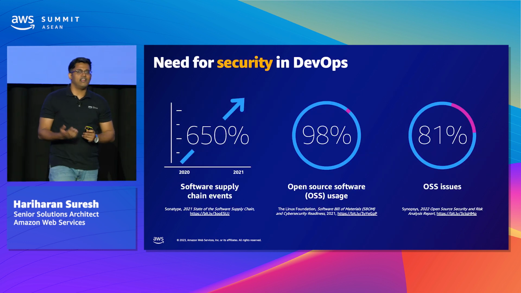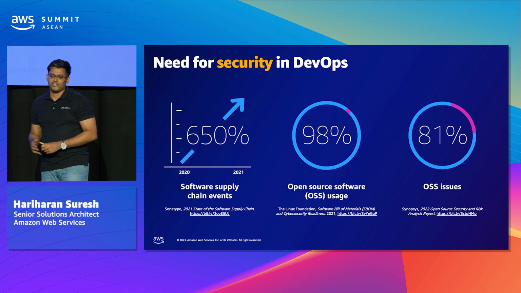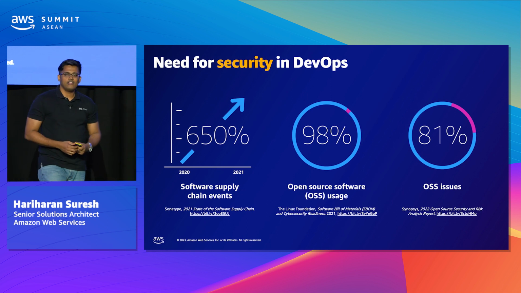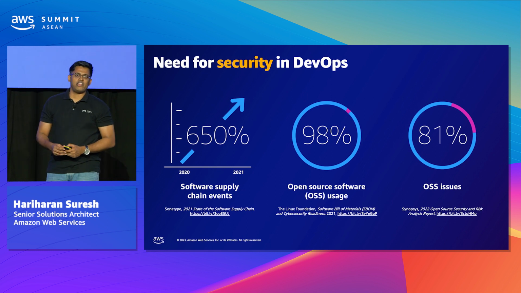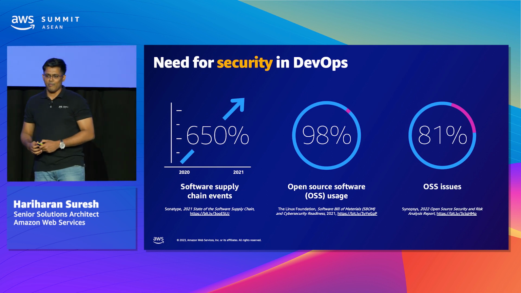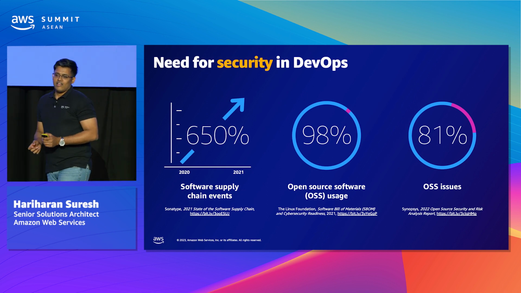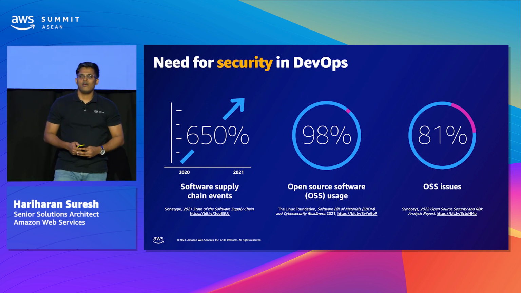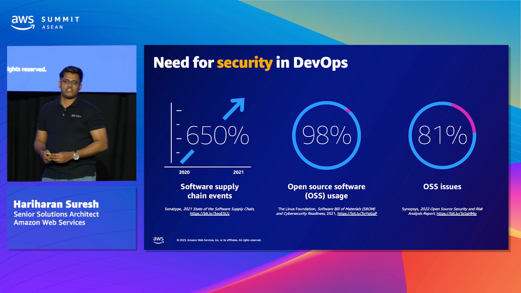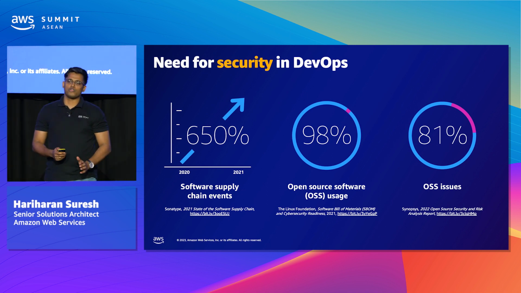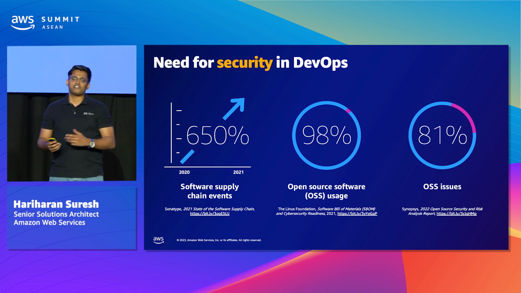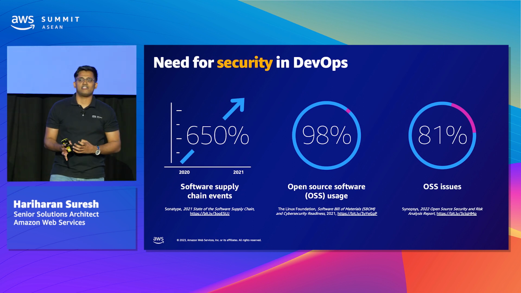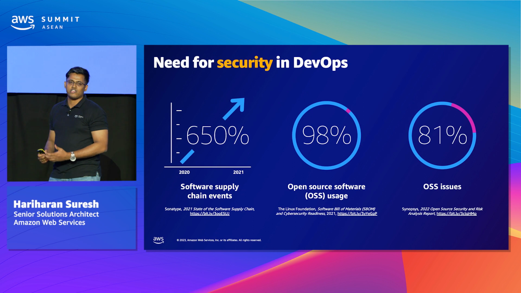So let's check this thought process with some data points. According to a survey conducted by Sonatype, software supply chain attacks have been on a rise, 6-fold from 2020 to 2021. This is very alarming. Next, the Linux Foundation has conducted a survey which shows 98% of projects are using one or many open source solutions. It can be third-party packages, or it can be full-fledged solutions. Whatever it is, it is 98% of every project that organizations are developing.